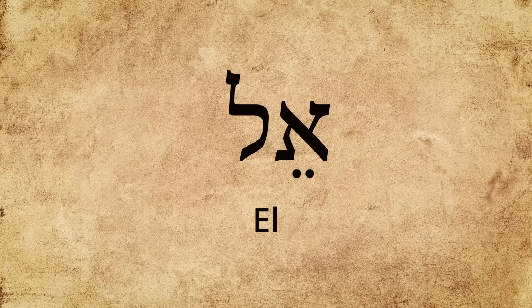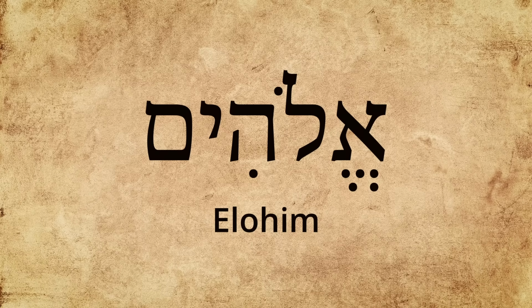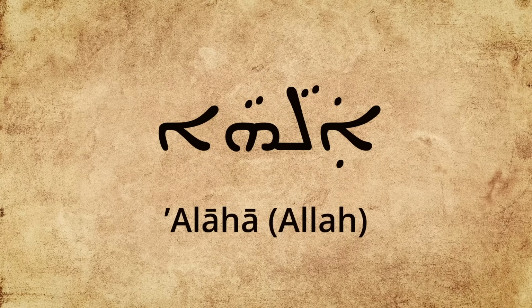Now, what about El and Elohim? How do they relate to Yahweh or YHVH? El could be, but it's not sure, the singular of Elohim. El and Elohim could be two independent terms. And the singular of Elohim could be Eloah, that corresponds to Allah in the Semitic Oriental, the Eastern Semitic.